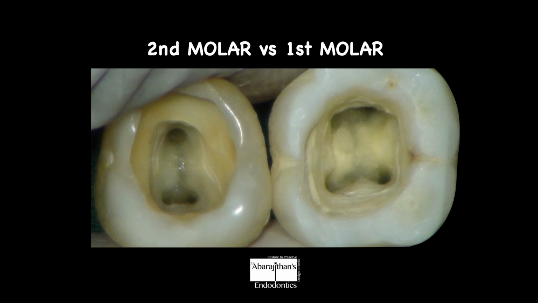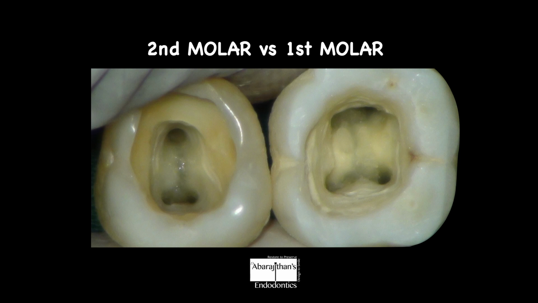The one on the left is a mandibular second molar and the one on the right is a mandibular first molar. So you can see that the teeth are relatively smaller in size, and also one of the biggest differences that we need to be aware of is the distance between the two mesial canals may not be as far as you see in the mandibular first molar.